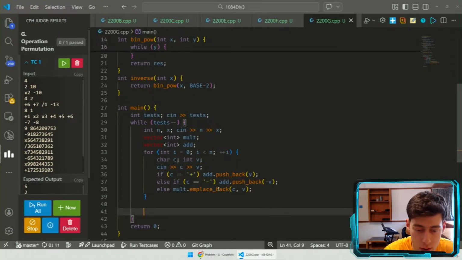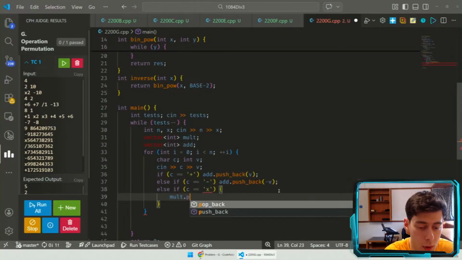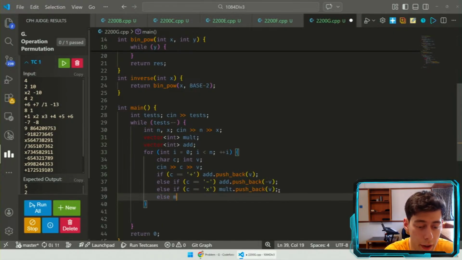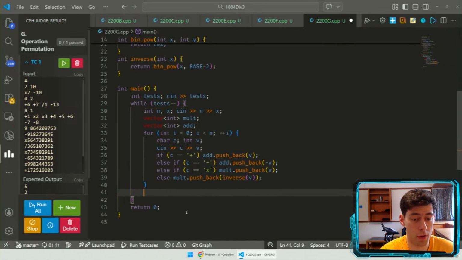Let me just, so instead of this, I'm now doing: if C equals multiply, then mult push back V, else mult push back inverse of V, 1 over V. Okay, so now we've got the coefficients ready.